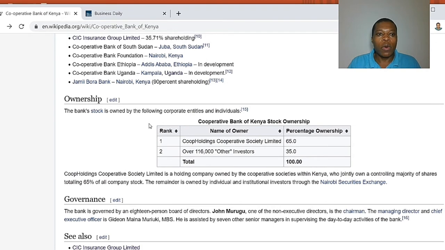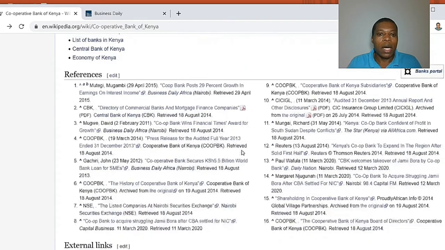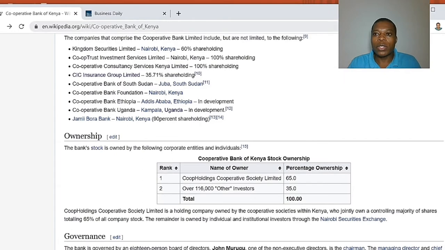So if you see the ownership structure, mainly it's owned by cooperatives in Kenya, which own 65%, and more than 160,000 other investors, which I inclusive, as I said, I own a cooperative bank. So mainly, this is the brief introduction about the bank.